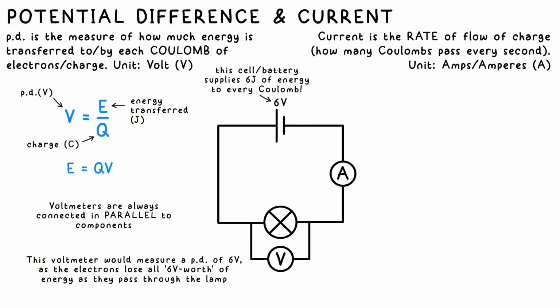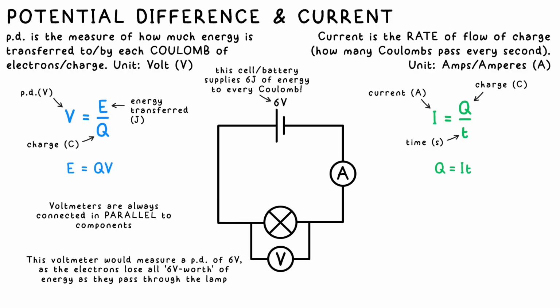Current, on the other hand, tells us what the rate of flow of charge is, essentially how fast is charge flowing through a circuit or a component. Like any equation for a rate, as per usual, it's something divided by time. So here, it's current in amps equals charge in coulombs divided by time in seconds, or I equals Q divided by T. Yes, we use capital I as the symbol for current, not C.